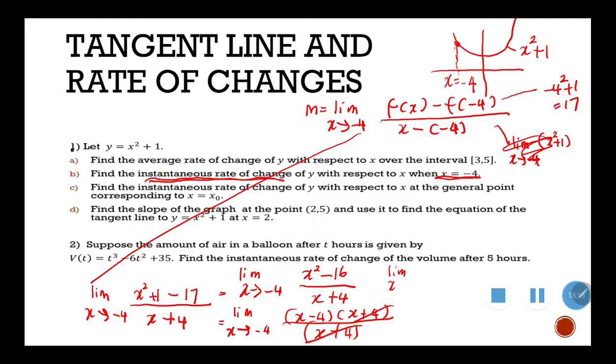So now the equation should be x minus 4. So now you can substitute x with -4, sorry, -4. Okay, and then you will get -8. So this is the final answer for question 1b.